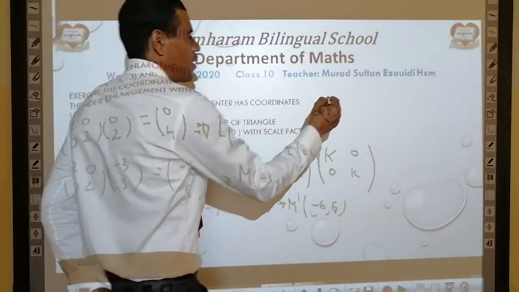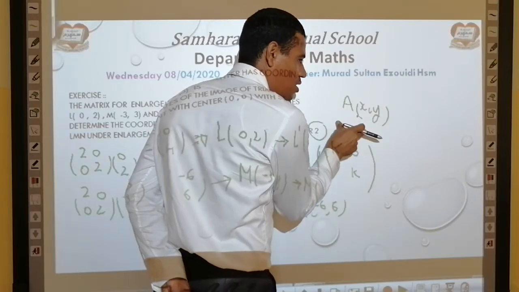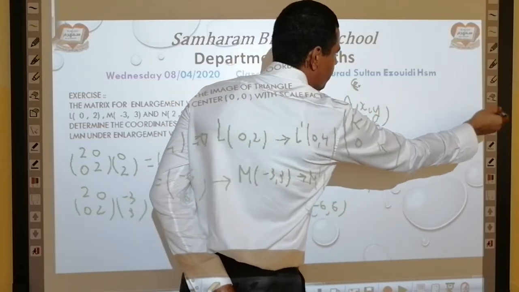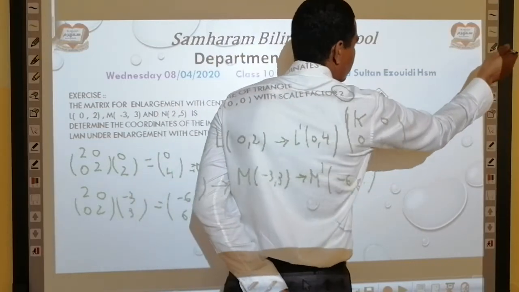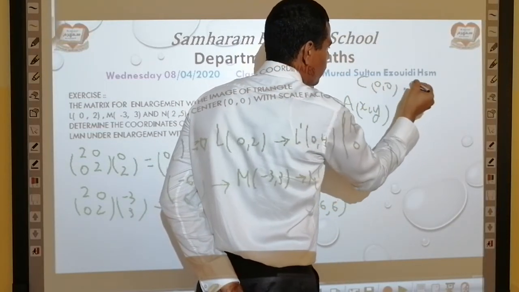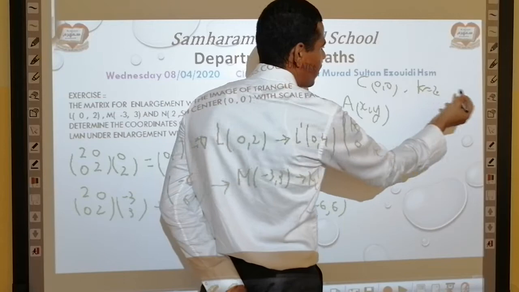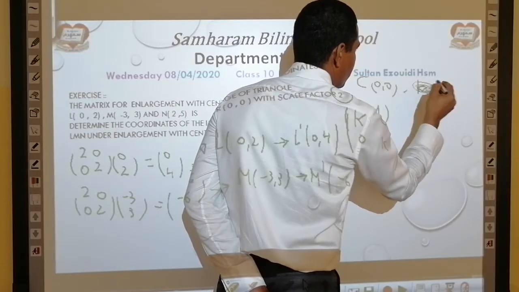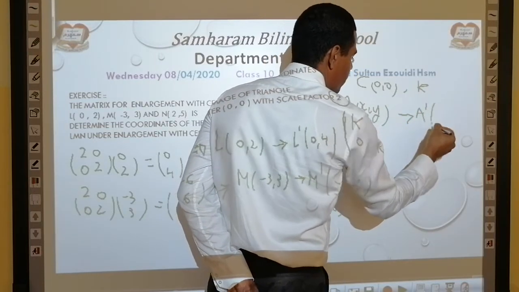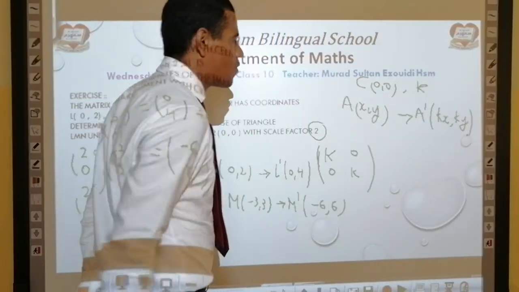Because the formula is: if A has coordinates x, y, then in the enlargement with center (0, 0) and scale factor k, it maps to A prime (kx, ky). Okay, that is the general formula.